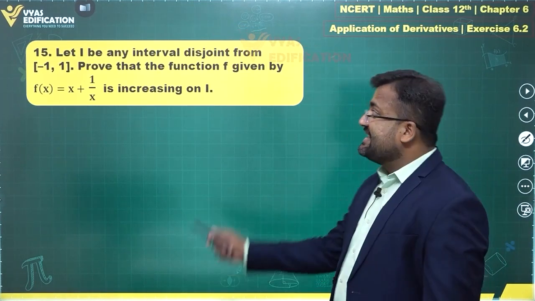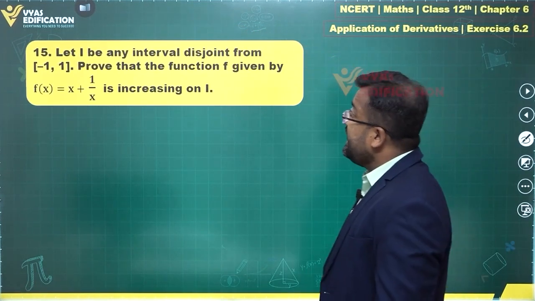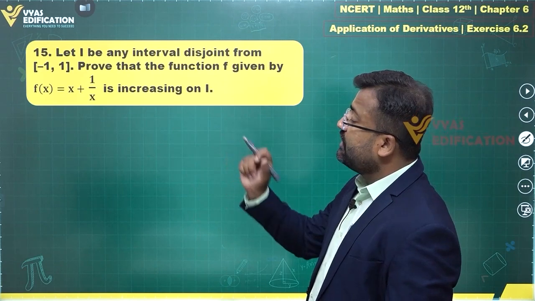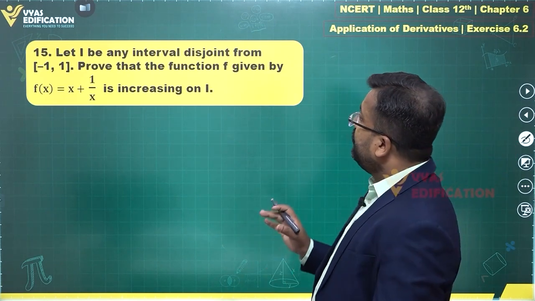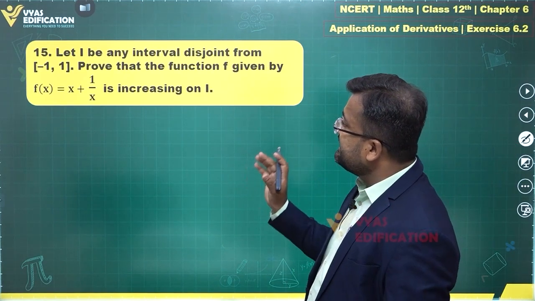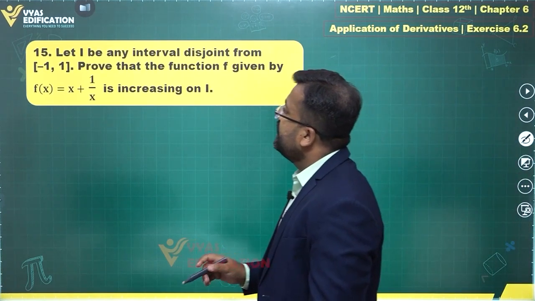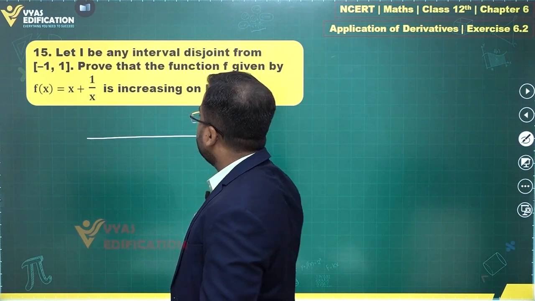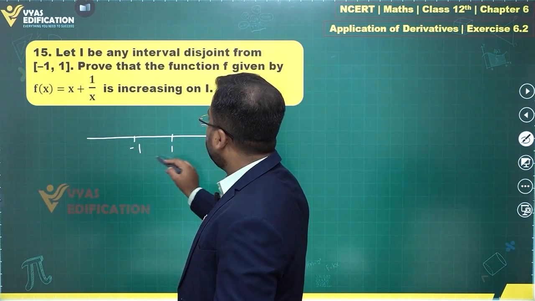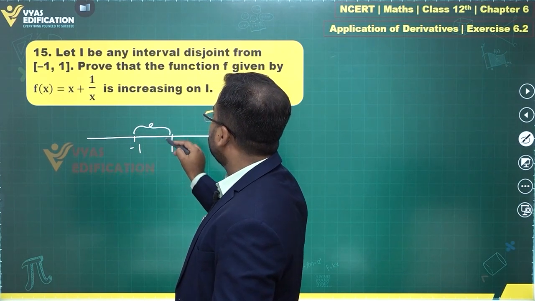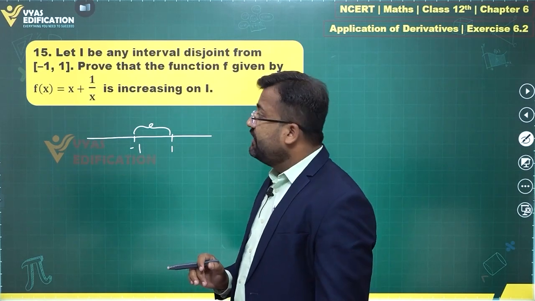Question number 15 says, let I be any interval disjoint from -1, 1. Prove that the function f given by this is increasing on I. Okay, let's take a look at this interval. Disjoint from -1, 1 would imply that this particular region should not lie in that interval, right?